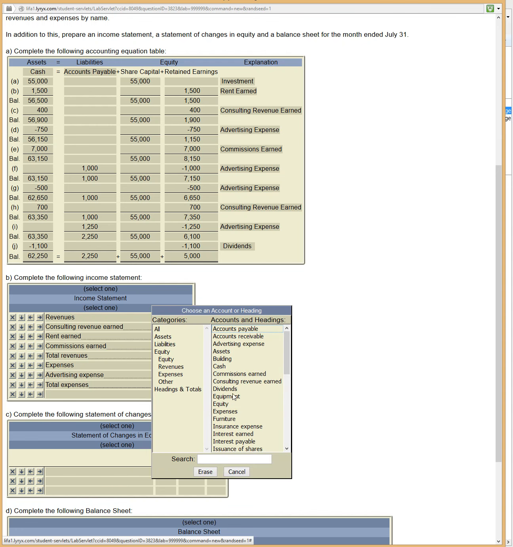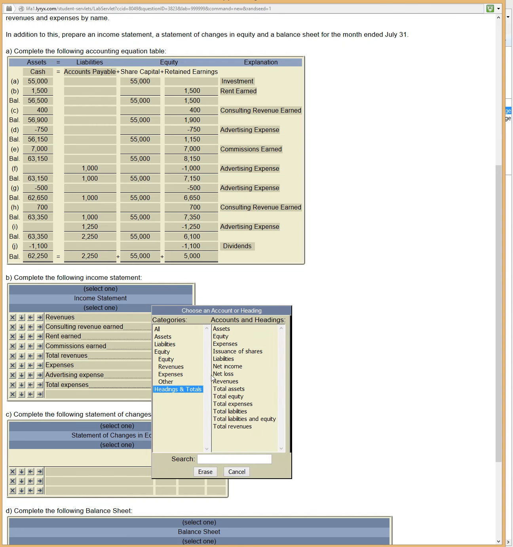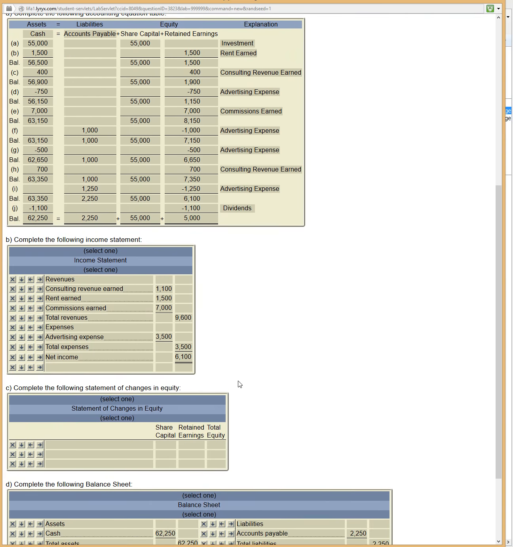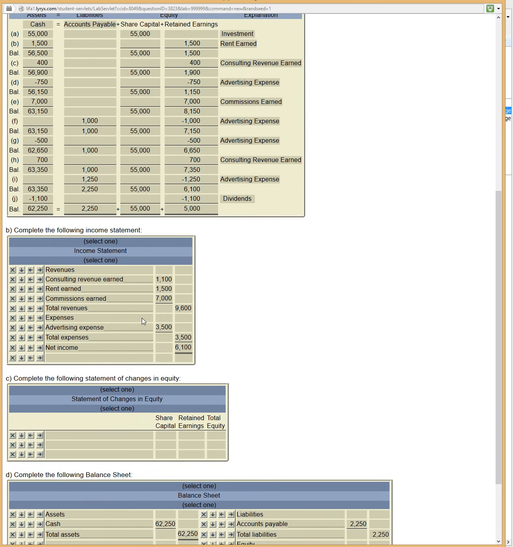And then in future we'll have earnings before interest and taxes, and we'll have interest expense, and we'll have taxes, and we'll have a bunch of other pieces. But at this point we don't have any of those, so we'll just pick net income, and our net income is going to be 9,600 minus 3,500, which is 6,100, which is, interestingly enough, the retained earnings before we pay our dividends, which is consistent with what we'd expect. And now that's the entire income statement. We have all the revenues and all the advertising expenses.